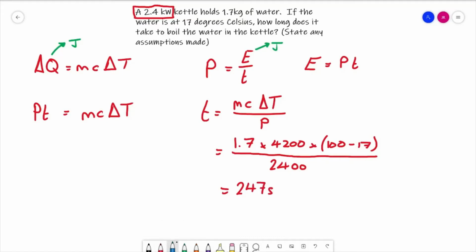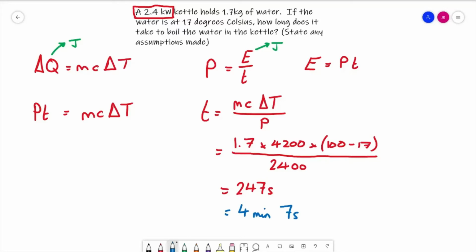Now when we plug all of that in, the final answer we get is 247 seconds. Now that, when you convert it, is 4 minutes and 7 seconds, which to be honest for boiling a kettle seems a little bit quick, but it does seem like a reasonable time.